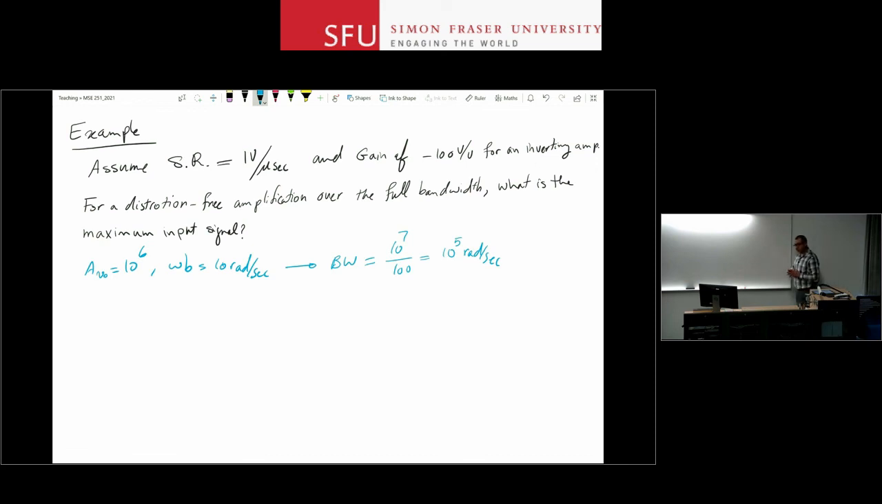Now, if I want to have the full bandwidth, what is the largest signal I can amplify? The slew rate limitation is going to put a limit on the amplitude of the signal. From the first part, I don't have any limitations on the amplitude, it's just the gain and the bandwidth. Now I have a limitation on the amplitude of the signal.